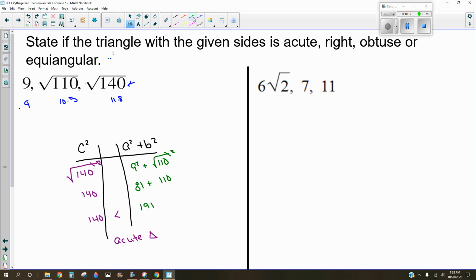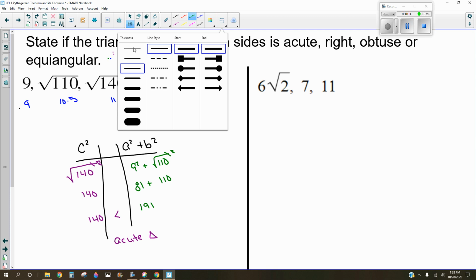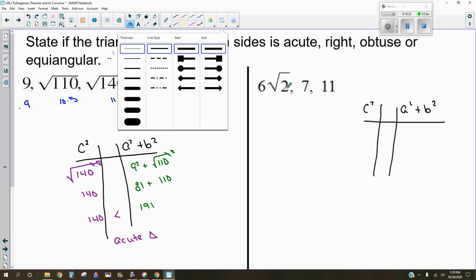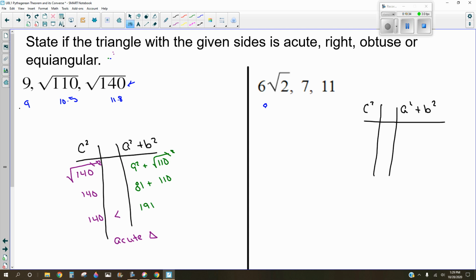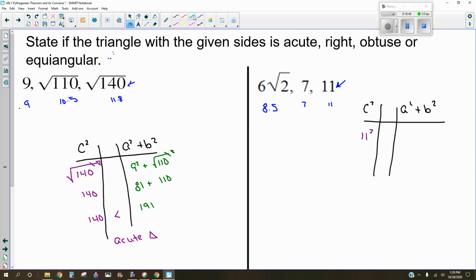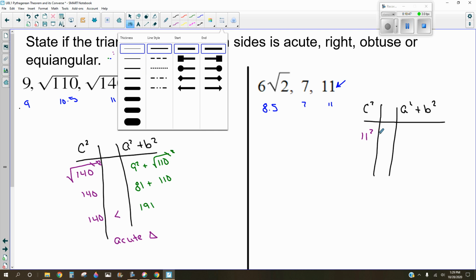Okay? Let's do one more just for comparison here. So we're going to set up our chart. Sorry, you grabbed the wrong pen. So we're going to set up our chart, and we're going to go check out our numbers. So I'm going to plug that into a calculator. It's about 8.5. That's a 7. That's an 11. This is the biggest one. So that is my C. The other two become my A and B.